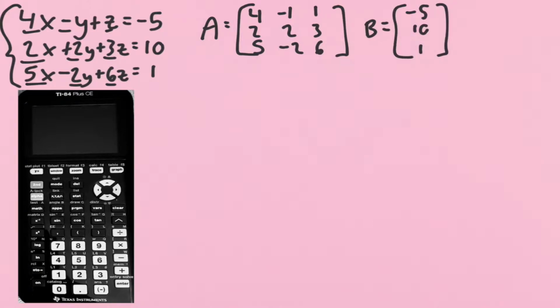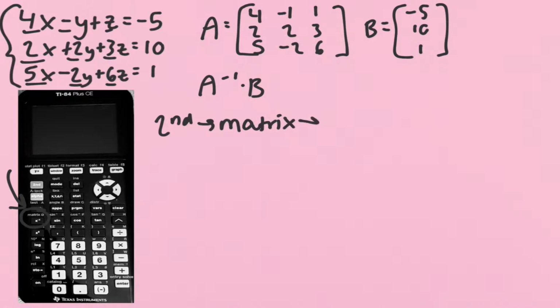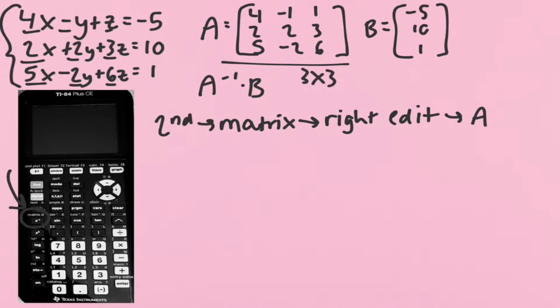And just like what we were doing by hand, we're going to end up doing A inverse times B, but in the calculator. We need to go to second matrix, or x to the -1, and then you need to scroll over to the right to go to edit, and then click on matrix A. Type in all of matrix A. It's going to ask you for the dimensions, and that's a 3 by 3. And then you'll type in all those numbers. Just be careful with your positives and negatives. Make sure everything's plugged in correctly.